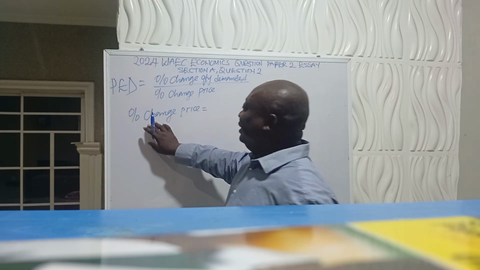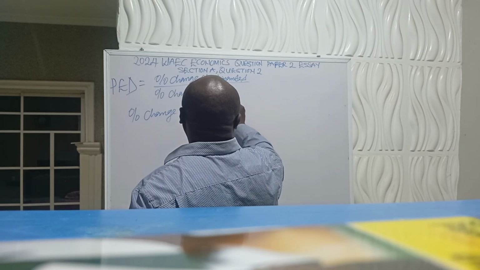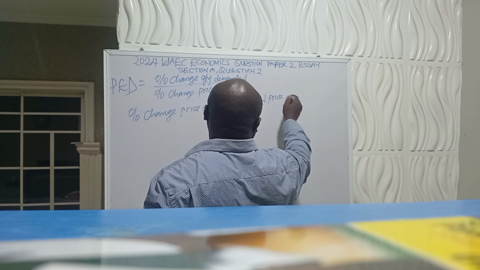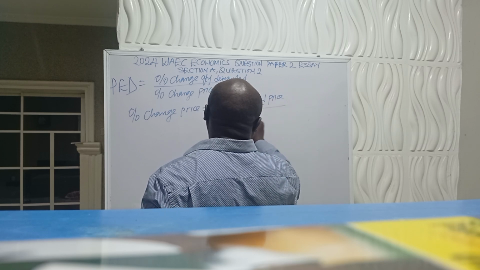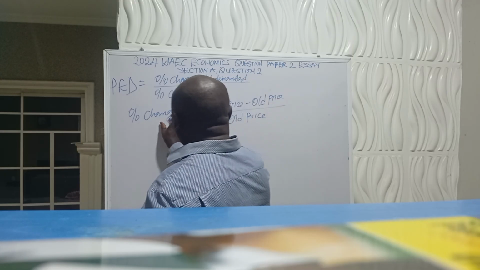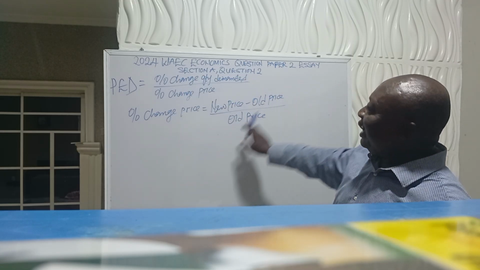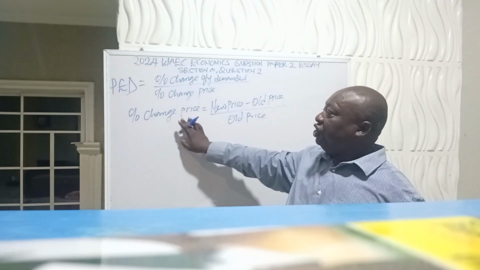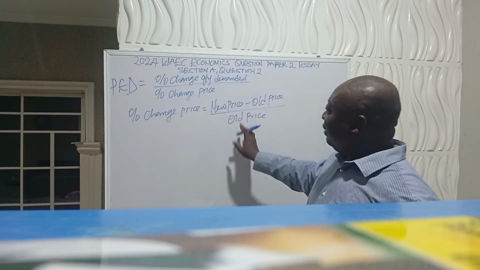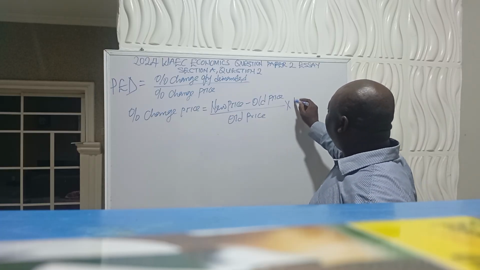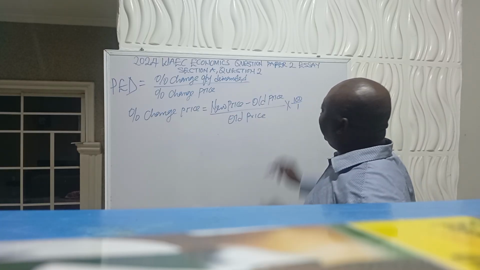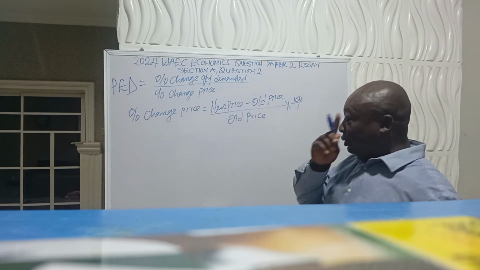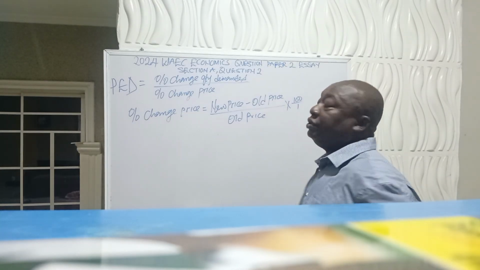So we have to expand this, which is new price minus old price over what? Old price. This is the change. New price minus old price, that is the change we are talking about. The difference between this and this will give you the change. But percentage change in price has to be over old price, times 100 over 1, to have it in percentage.